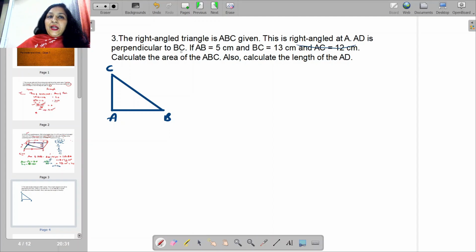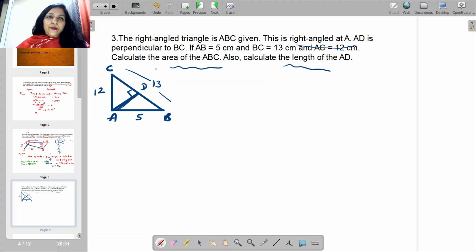AD is perpendicular to BC. अब आपको BC के ऊपर एक perpendicular डालना है from A and that is being named as AD. This is the perpendicular one. Now, AB is given 5, BC is given 13. ये पूरा length is 13. AC is given as 12. We have to find the area of this triangle ABC. Also, we have to calculate the length of this perpendicular AD.